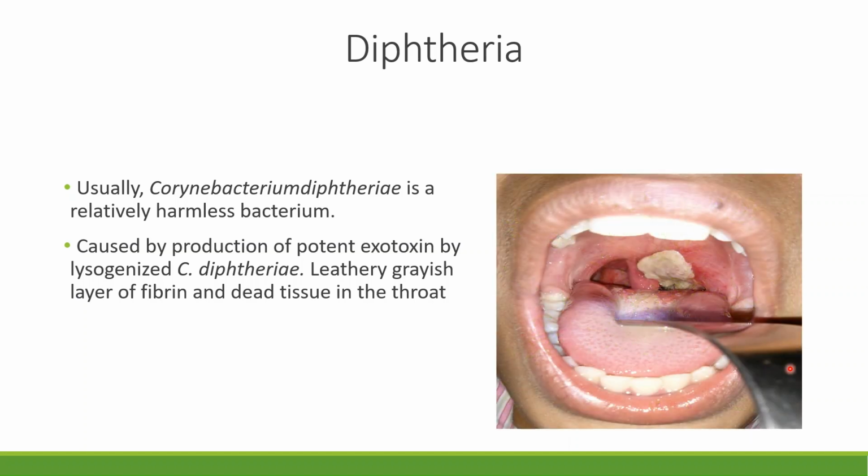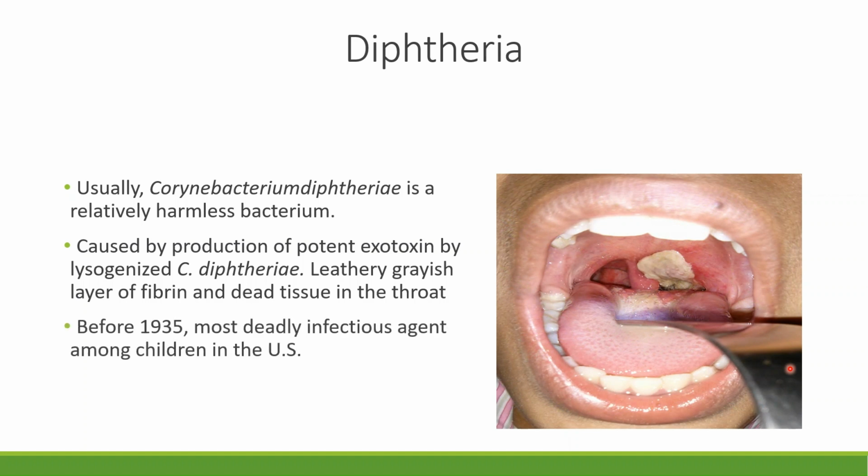Let's see if I have it here on the next image. This is a fibrin and dead tissue that forms in the throat. This pseudomembrane can make breathing and swallowing difficult. Before 1935, diphtheria was a leading infectious killer of children in the U.S. but today it's rare, and that's thanks to the DTaP vaccine, D for diphtheria, which protects against diphtheria, tetanus, and pertussis.